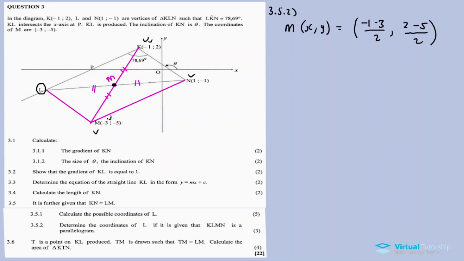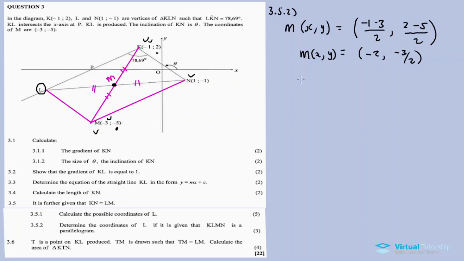So this one and this one, this one and this one, and divide by 2. So the coordinates for the midpoint: negative 1 minus 3 is negative 4. Negative 4 divided by 2 is negative 2. Negative 2 minus 5 is negative 3. Negative 3 over 2. So this is our answer, the coordinates of the midpoint.